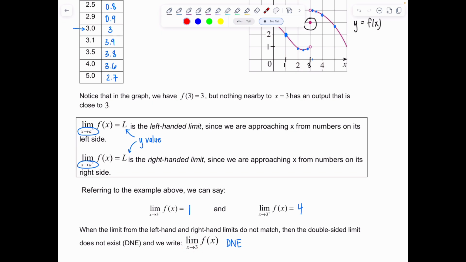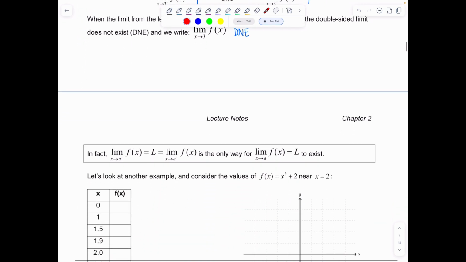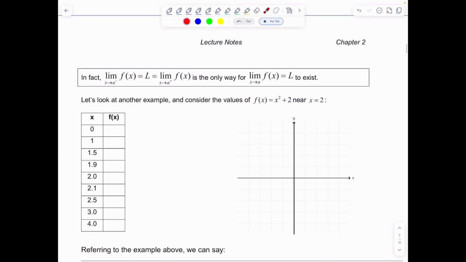So basically the idea is this. If you're not specifying from the left or from the right, in order for this to exist, they better be the same. If they don't, then we say it does not exist. And that gets into the very next important fact. You can add it to your notes.